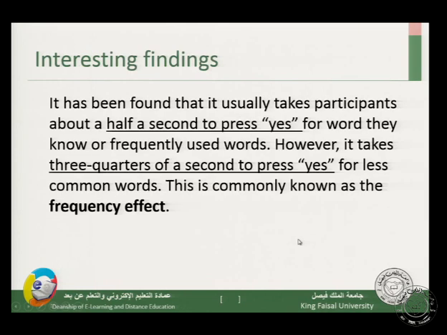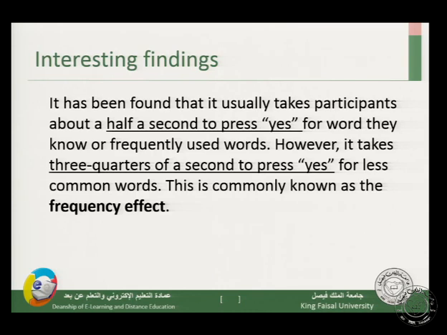Okay? And here we have some interesting findings resulting from the lexical decision experiments. It has been found that it usually takes the participant about half a second to press yes for words they know or frequently used words. However, it takes three-quarters of a second to press yes for less common words. This is known as the frequency effect.